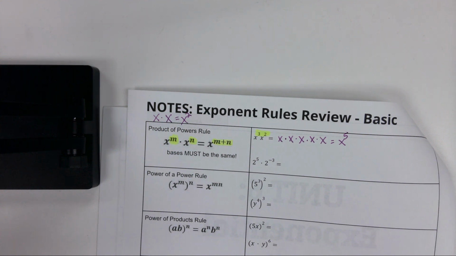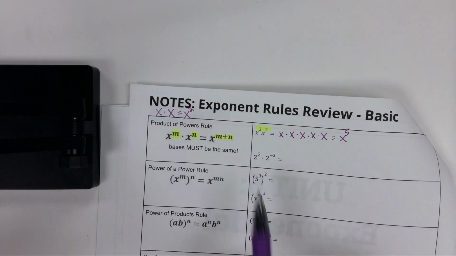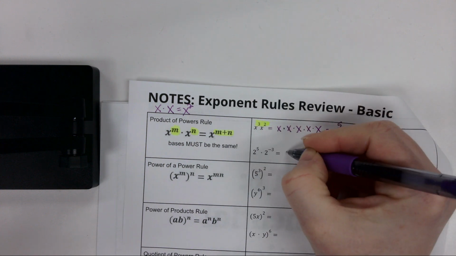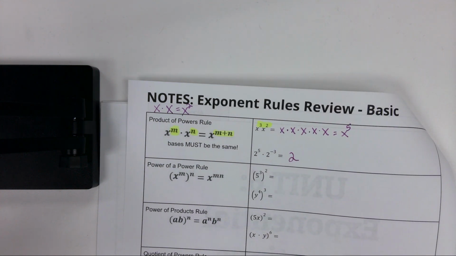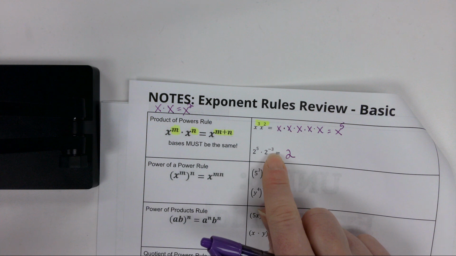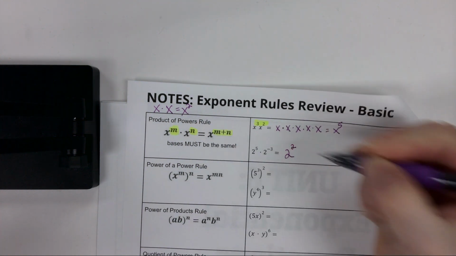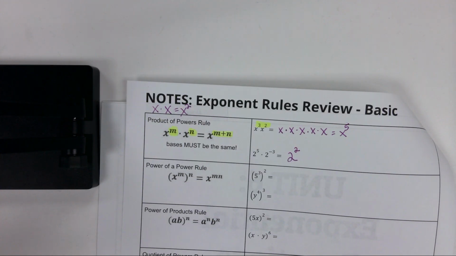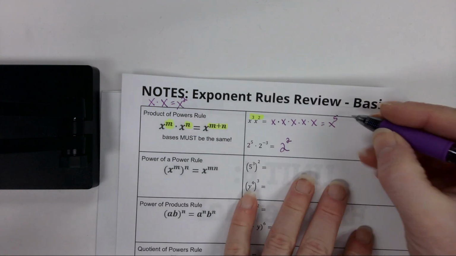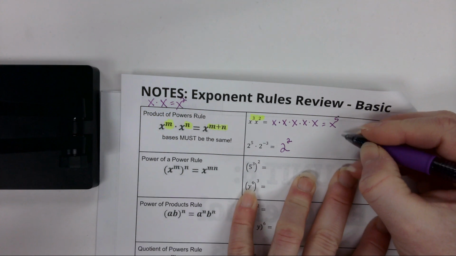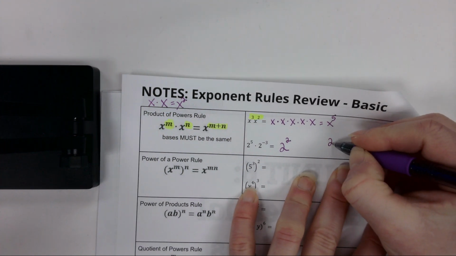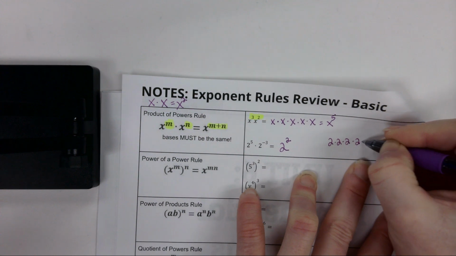So what do you think you would do with this one then? This would be 2 to the... Well, what's 5 plus negative 3? 2. So 2 to the 2nd. Now I'll show you why in a bit. I can show you the long way. 2 to the 5th really means how many multiplications of 2? 5. So I'd have to write it out. So these rules are here to save you some time.